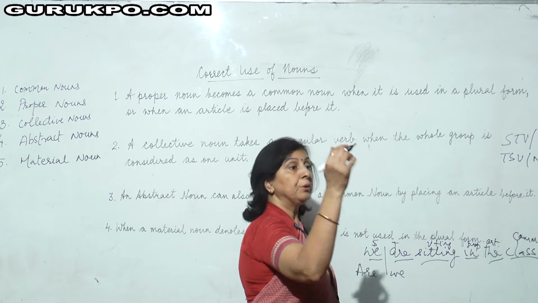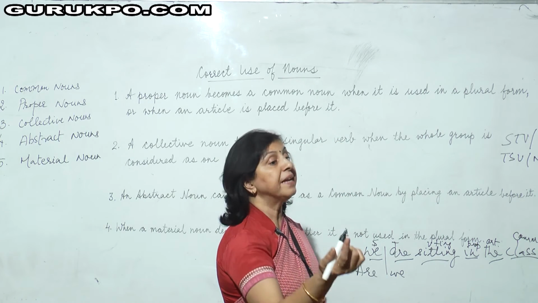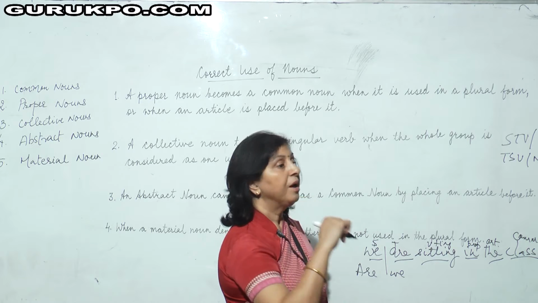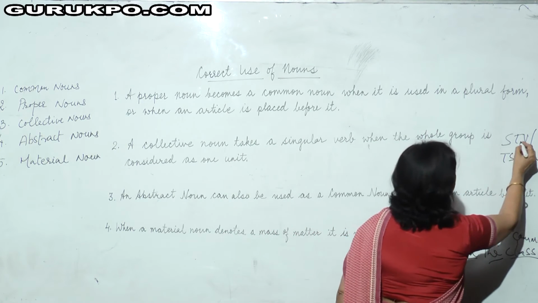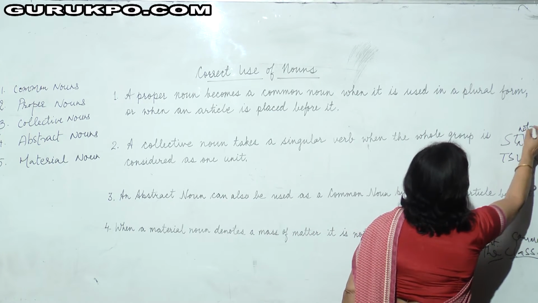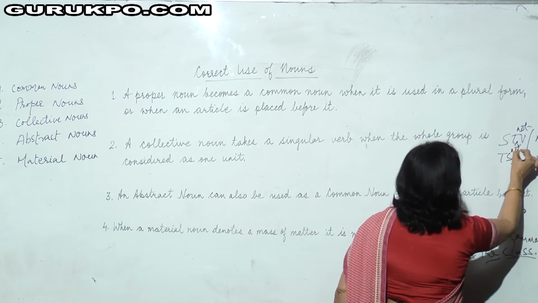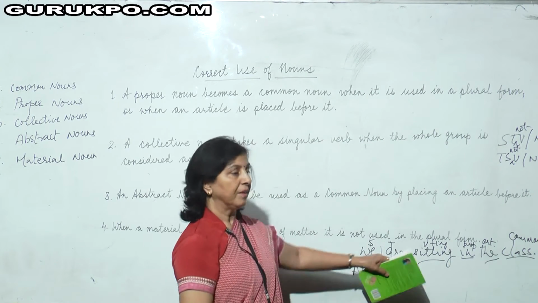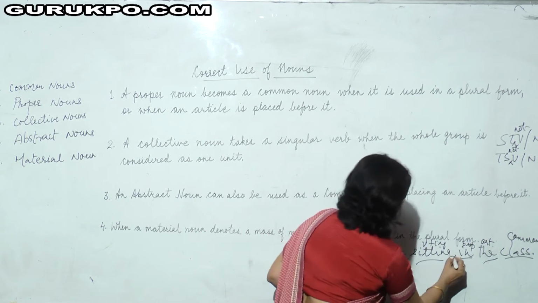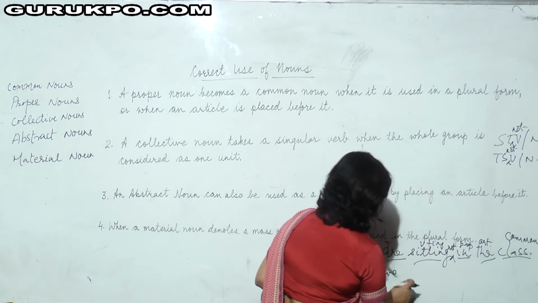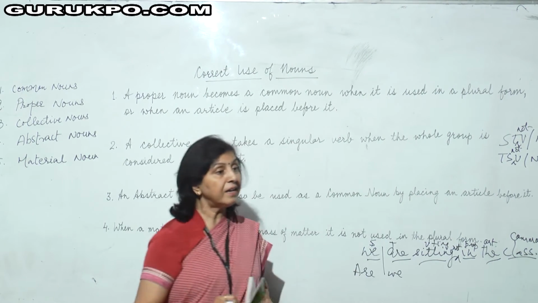If we have to make a negative sentence of the same, what do we do? We put this not in the formula: S T not V, and for the question, T S not V. Try to put this here. We are not sitting in the class. Are we not sitting in the class?